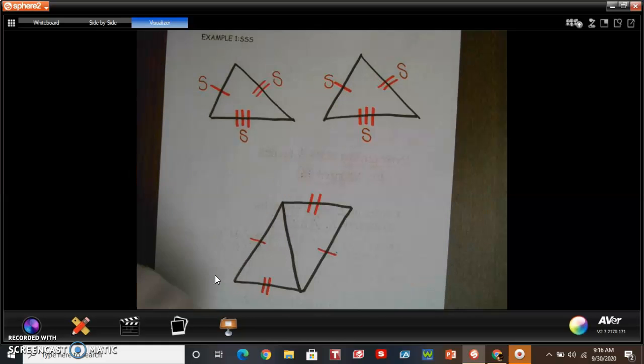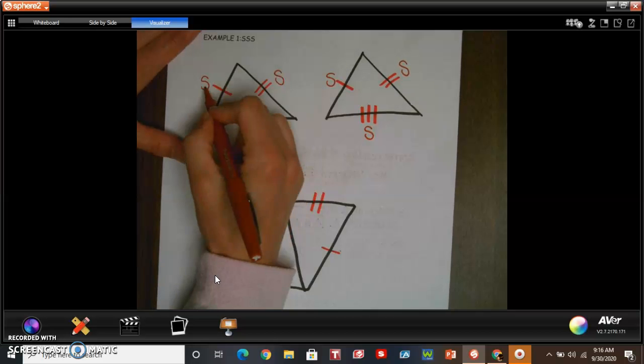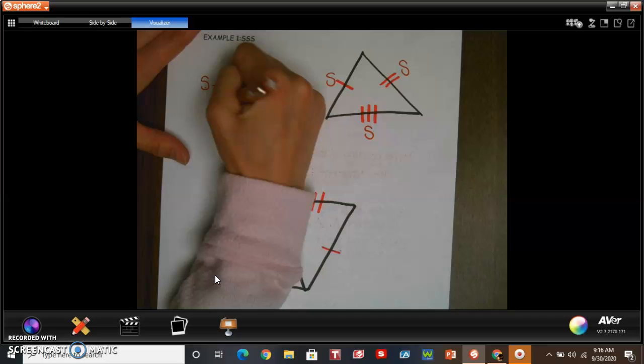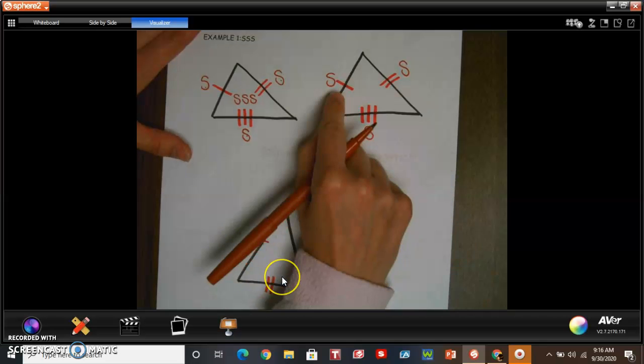And then what I do is I tell my students, read what the triangle is telling you. So this triangle is saying side, side, side. So I'm going to write side, side, side. And this triangle is saying side, side, side.